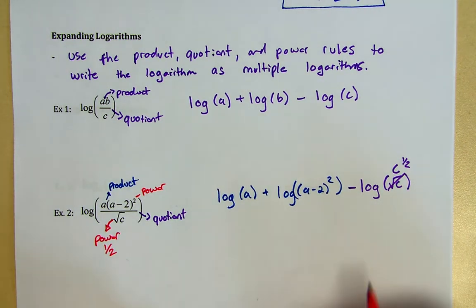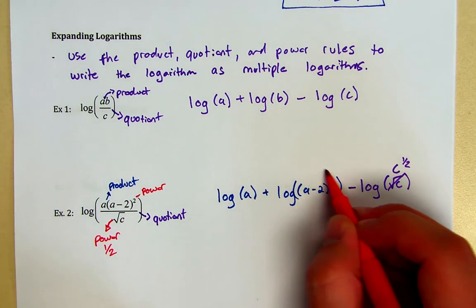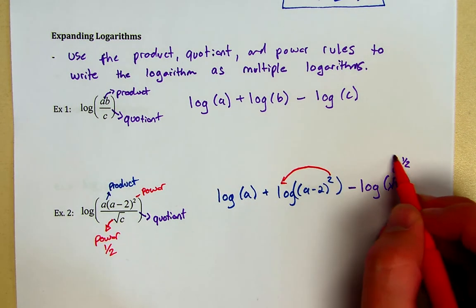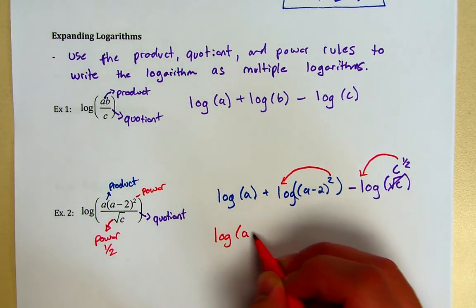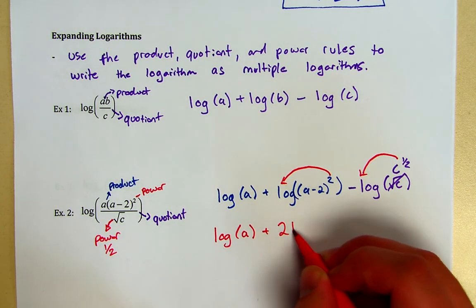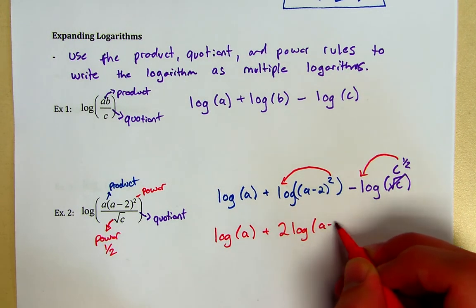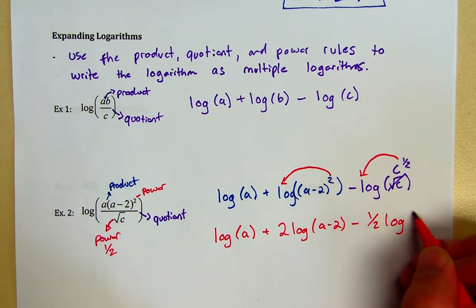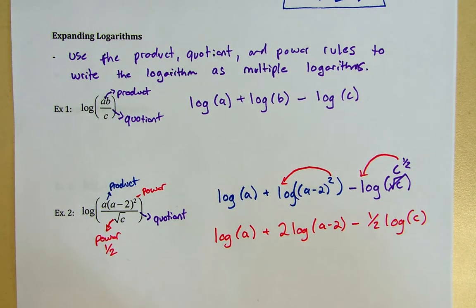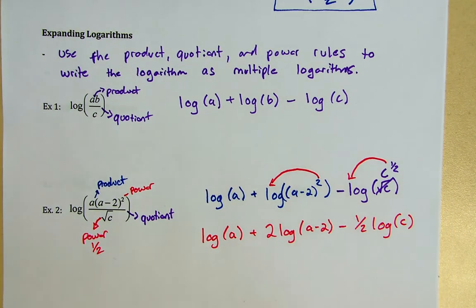And now all that's left to do is take the powers down. So I know that the 2 needs to come in front, and the 1/2 needs to come out front. So log of a plus 2 log of a minus 2 minus 1/2 log of c. And now I've completely expanded that. There's no rules left to use. I'm done expanding. So now you know how to expand and condense using those properties.